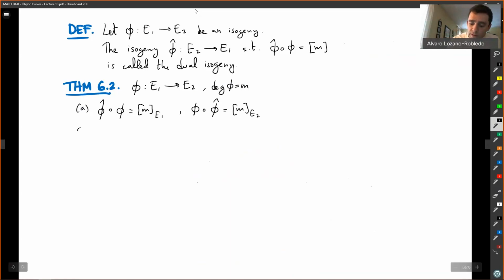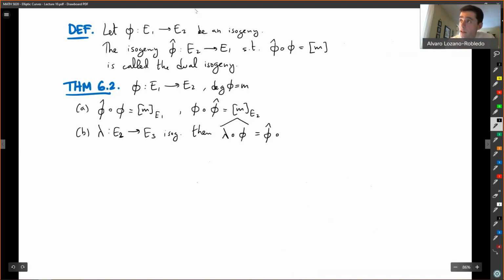Okay, so part B says that if you have another isogeny lambda from E2 to some curve E3, then the dual of the composition is the composition of the duals, but you have to be a little bit careful that there's a reversal of the order. C, if I have another isogeny psi from E1 to E2, then the dual of a sum is the sum of the duals. Those are commutative.